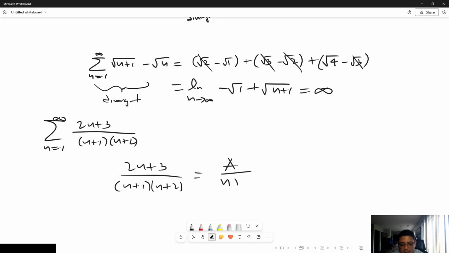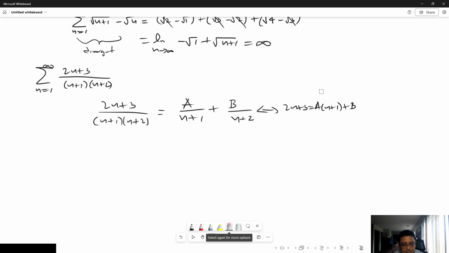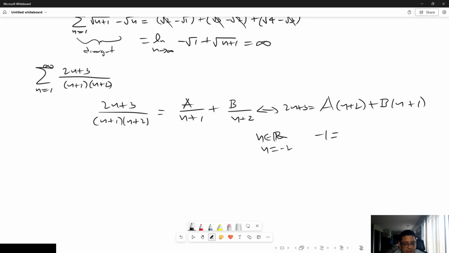So I'm going to say this is A over (n plus 1) plus B over (n plus 2). Simplifying this out, 2n plus 3 is equal to A times (n plus 2) plus B times (n plus 1). I'm going to assume right now that n is not natural, just so I can find these numbers more easily. So n belongs to the real numbers, and n is equal to minus 2. Then this is minus 4 plus 3, which is minus 1. Here this becomes a 0, and this becomes a minus 1 here. So I get minus B, which implies that B is equal to 1.